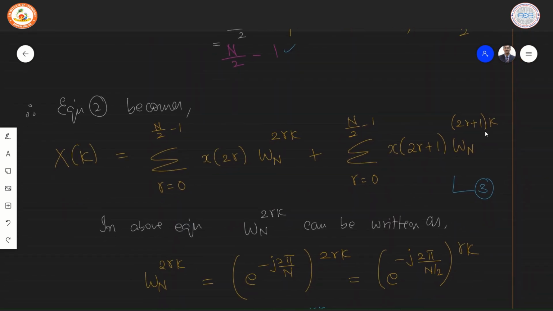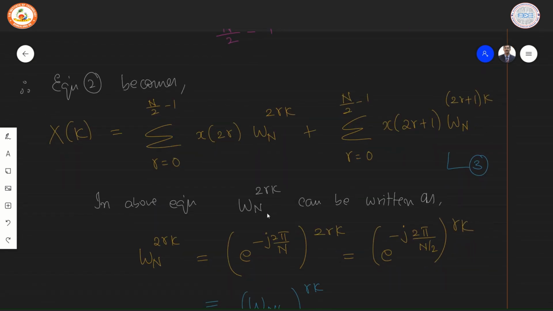Now let us look whether we can simplify any term here. If you look at the last term in the second summation, the twiddle factor power can actually be split into two terms. The two terms are W_N to the power of 2rk into W_N to the power of k.